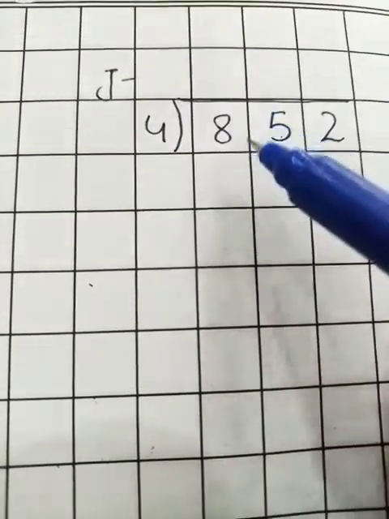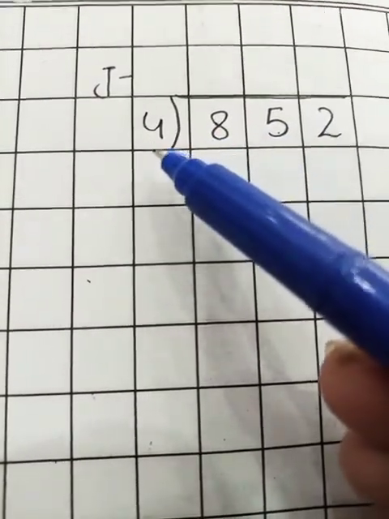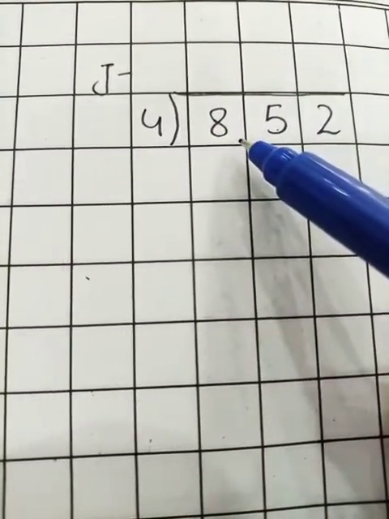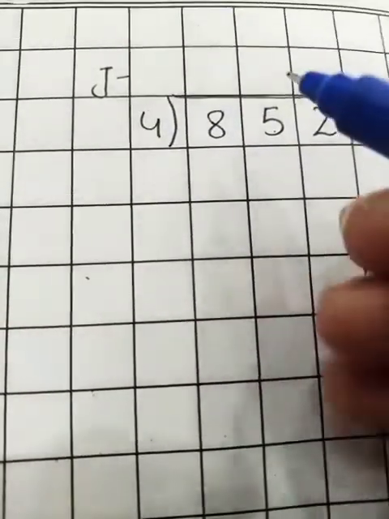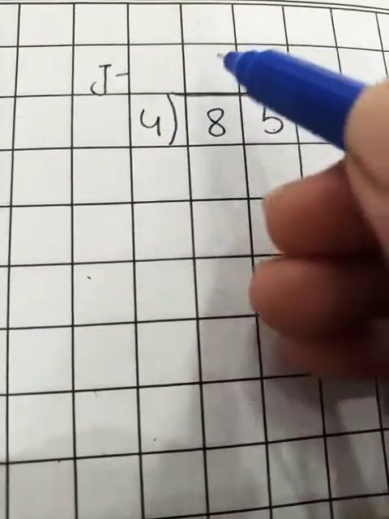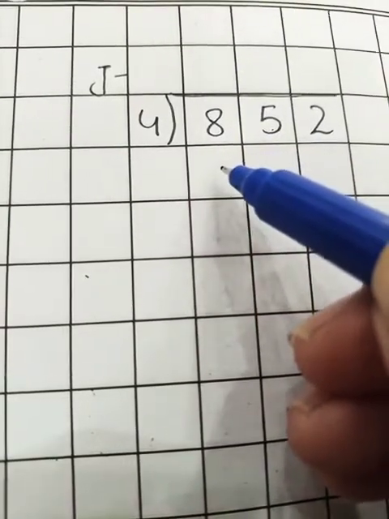Students, firstly, we are going to compare our divisor and the first digit of our dividend. So this one is bigger than our divisor and we can divide it. So 4 ones are 4. Can't write 4 here. 4 twos are 8. Yes, I can write 8 here.